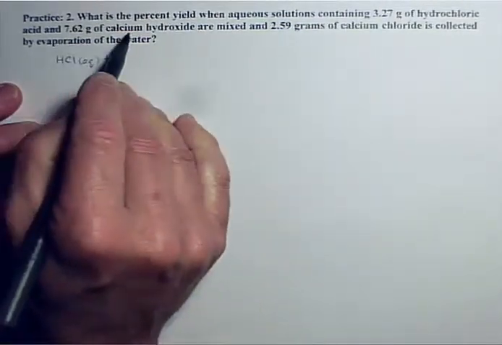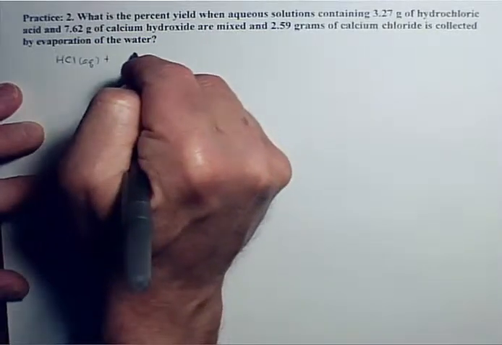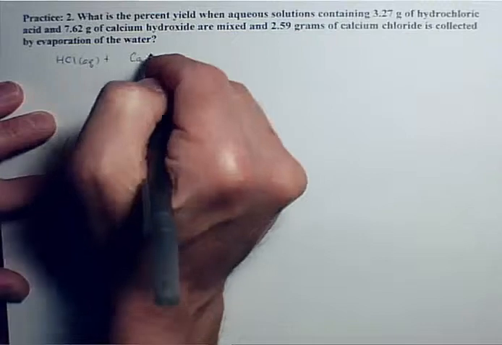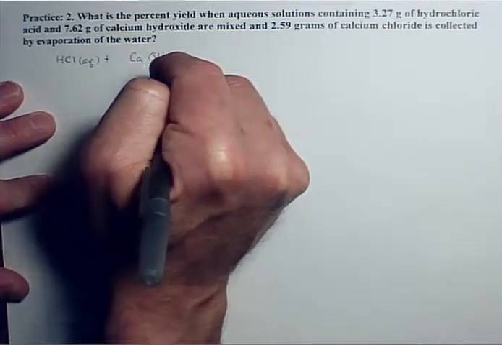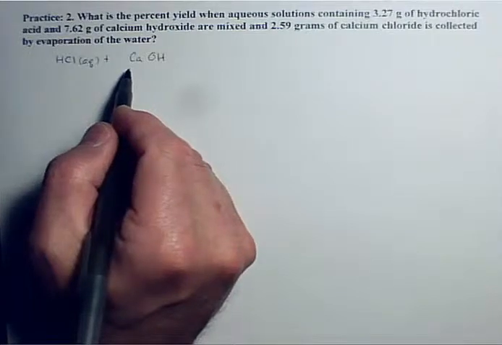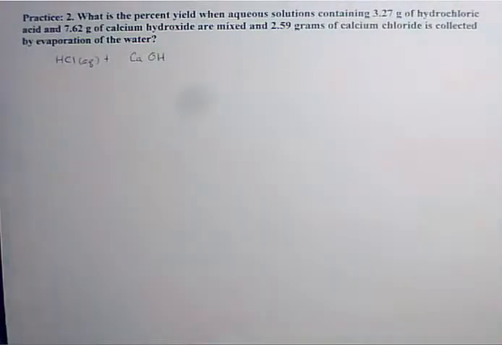And then calcium hydroxide, well, calcium is Ca. Hydroxide is the polyatomic ion, OH. Calcium has a 2+ charge, and you know that because it's in the second column of the periodic table. And all of those elements in the second column of the periodic table are going to have a 2+ charge when they're in an ionic compound.